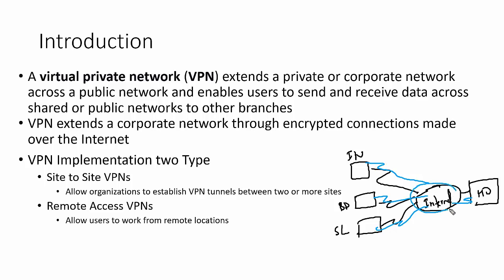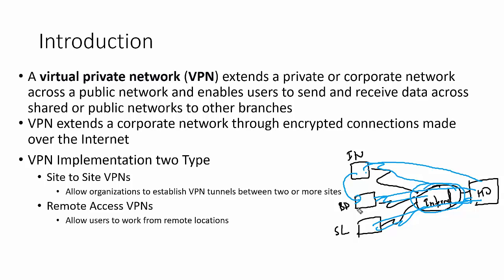So with the help of the VPN connection, one branch can communicate with the head office, one branch communicates with the head office, one branch can communicate with the head office, or one branch communicates with another branch seamlessly. It doesn't feel like they are communicating on the internet. So that is what is called a site to site VPN.